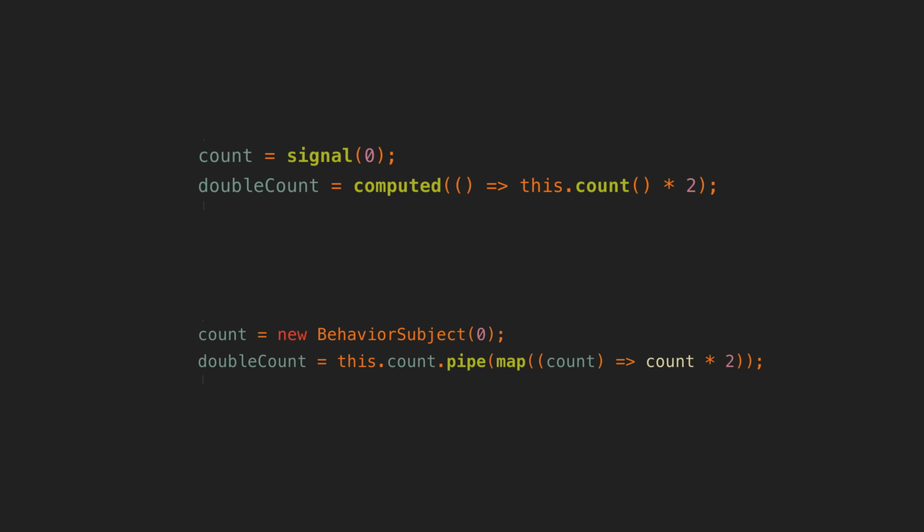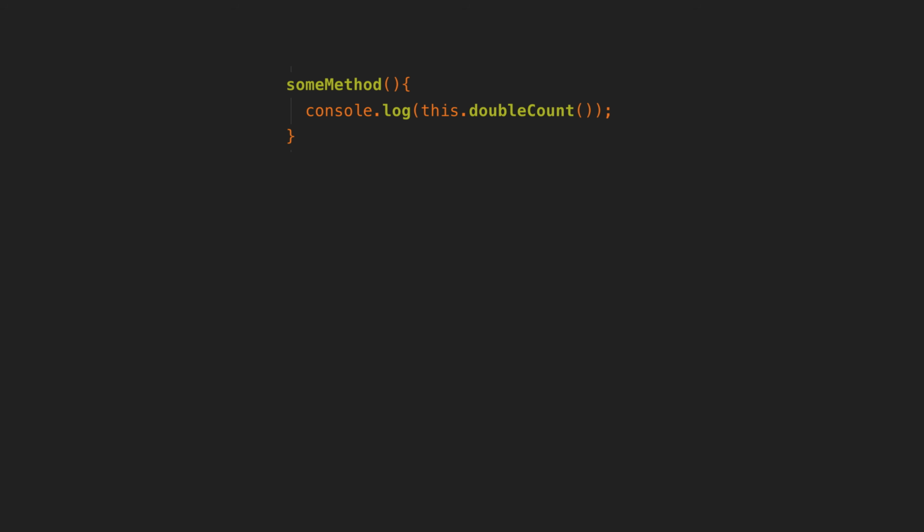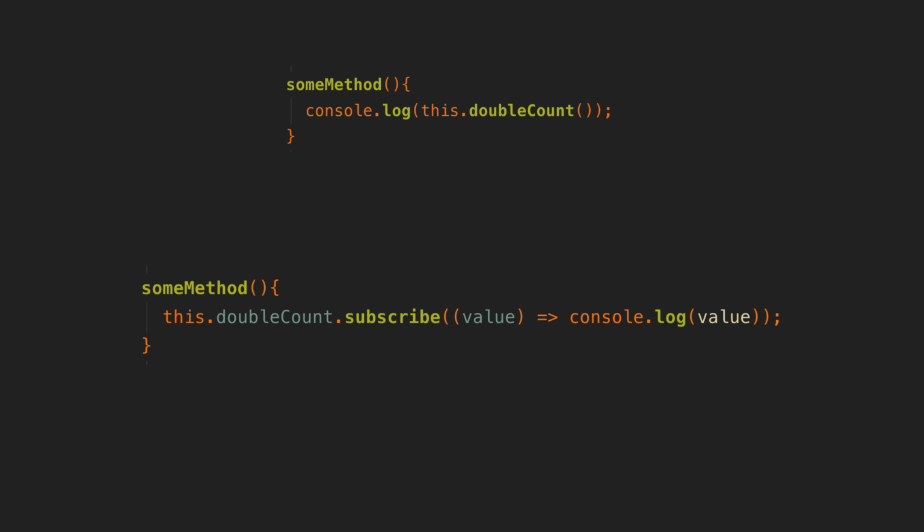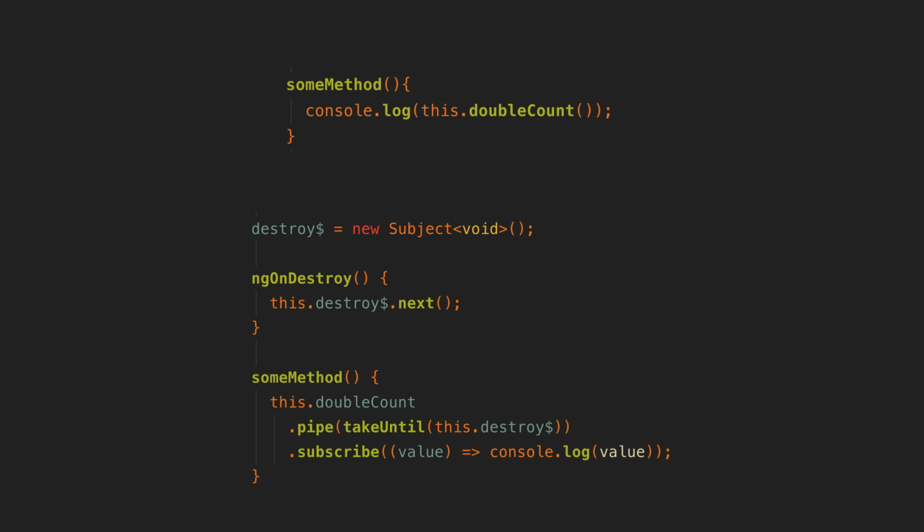If we want to access the value of our double count in the class with signals, we can just do this. But to get the value of our double count with the RxJS example, we will need to create a subscription like this. But we've created a subscription here, so that means we also should make sure we have some kind of unsubscribe strategy as well to avoid any unwanted behavior or memory leaks.